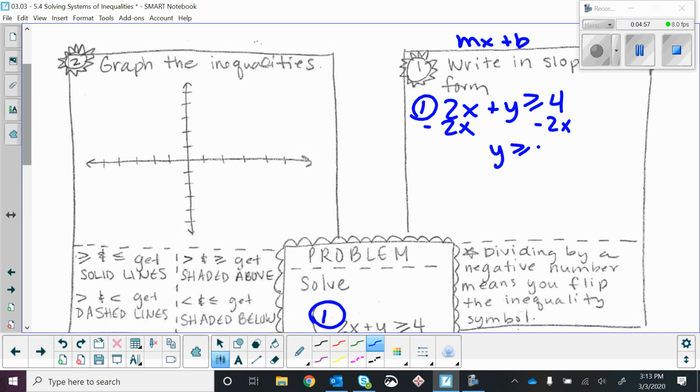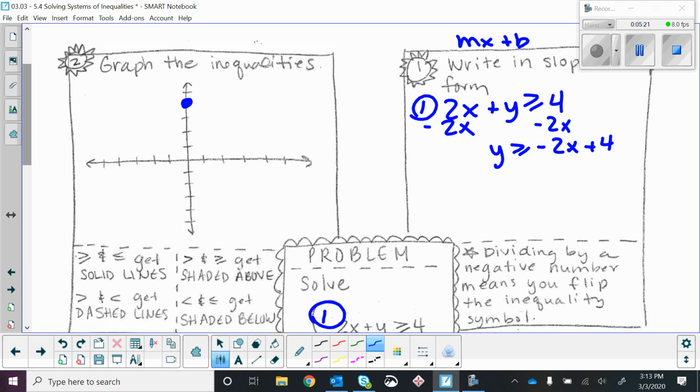y is greater than or equal to negative 2x plus 4. So that's my mx plus b. Before I do the second equation, we're going to move to the left and graph this inequality. Which piece of information do I need to go first, the 4 or the negative 2? 4, right? That's my y-intercept. So I go to the point on 4.